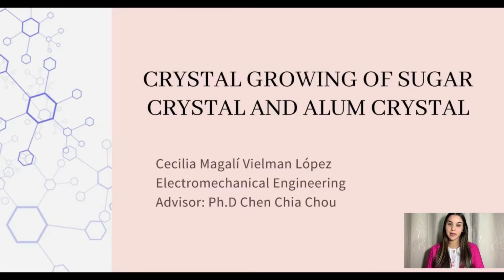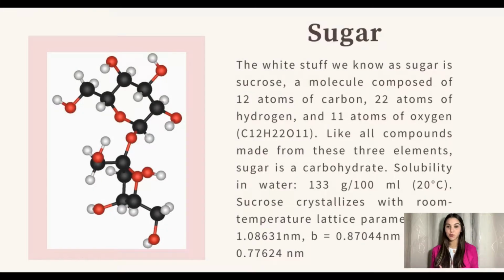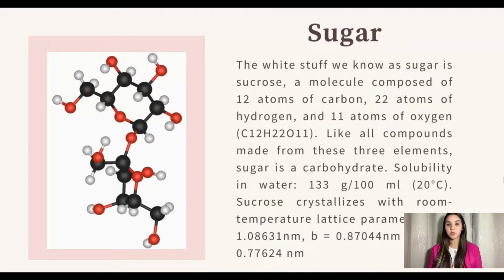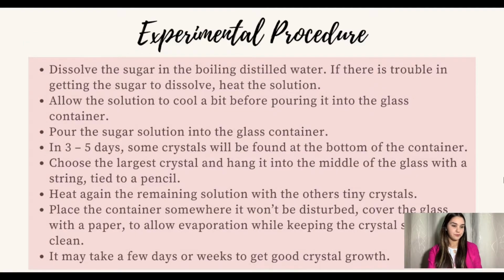We talk about the crystal growing of sugar crystalline alum crystal. So sugar is a molecule composed of 12 atoms of carbon, 22 atoms of hydrogen, and 11 atoms of oxygen. Its solubility in water is 133 grams per 100 milliliters at 20 degrees.